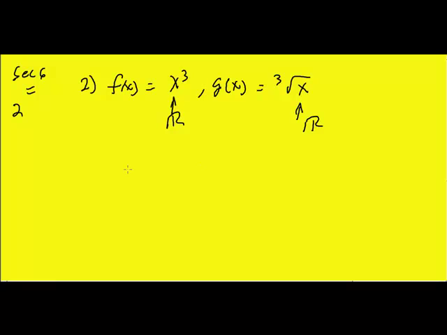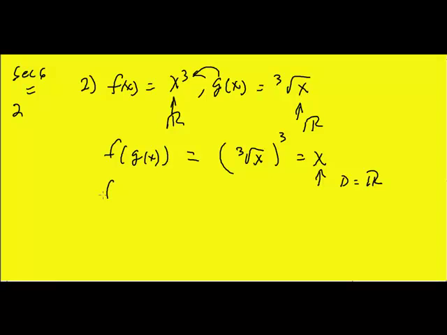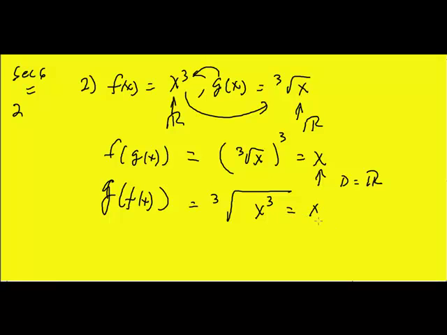Now I'm going to find f of g of x. That means take g, put it in there. When I do that, I get third root of x to the third power, which is x. Now, does this have any restriction? Any number I cannot use? So the domain is all reals. Go the other way. G of f of x. That means take this one and put it in there, which looks like third root of x to the third, which is x. Is there any number I cannot use here? No. So the domain is all reals.